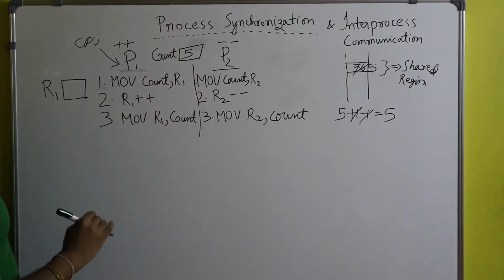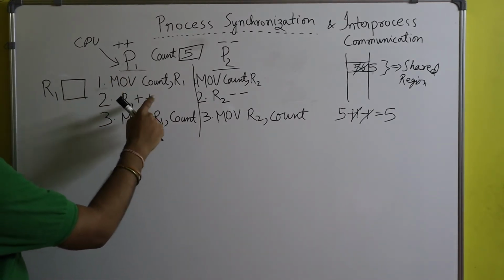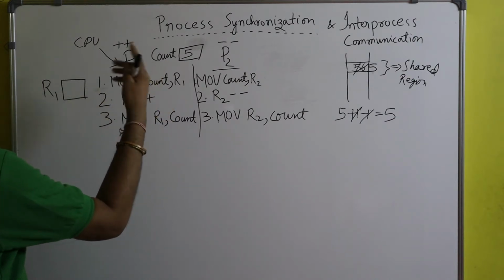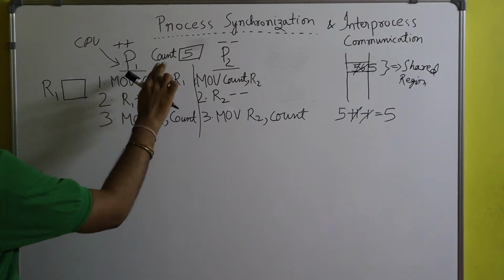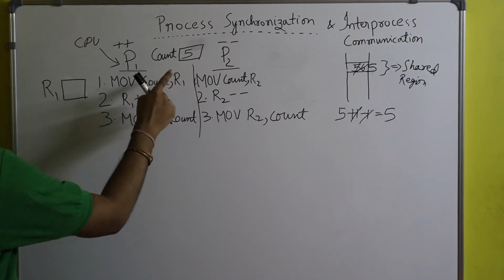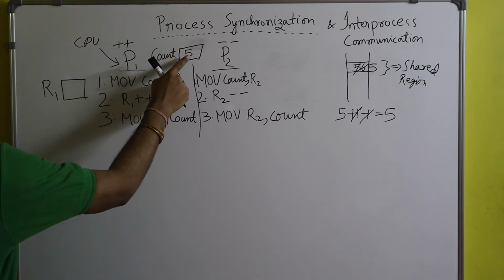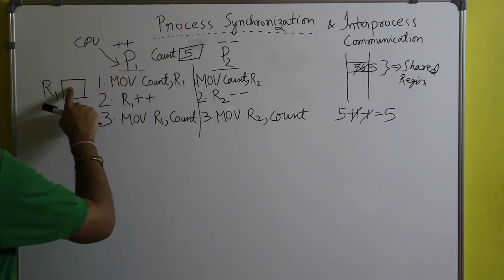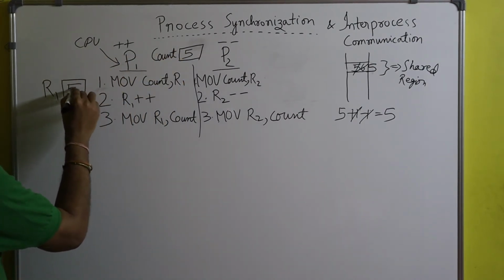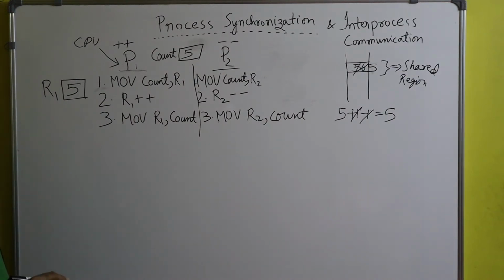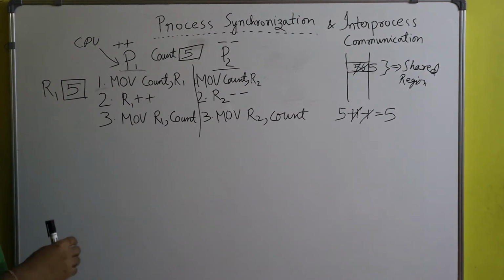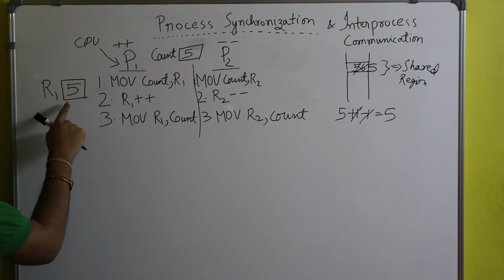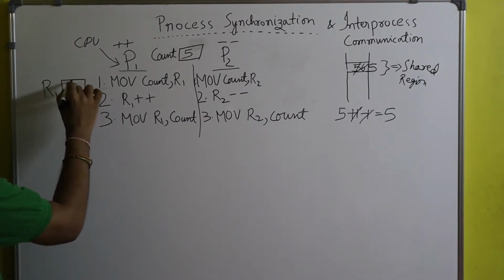So now what will P1 do? It will move the value of count, or you can say it will copy the value of count, and that copied value will be moved to R1. Since the value of count is 5, this value will be moved to register R1. So now register R1 contains 5. Its second instruction is R1 plus plus. It means increment the value of R1 by 1. So 5 will be incremented to 6.